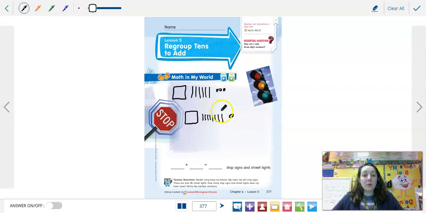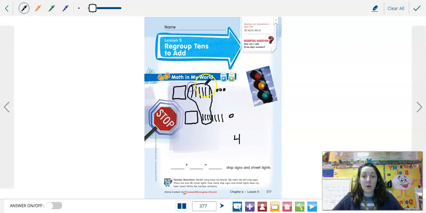Now, to add them together, I'm going to always start with my ones. So I have 1, 2, 3, 4. I don't have to regroup, so I only have 4 ones. Now my tens, I have 1, 2, 3, 4, 5, 6, 7, 8, 9, 10. That's a group of 10.